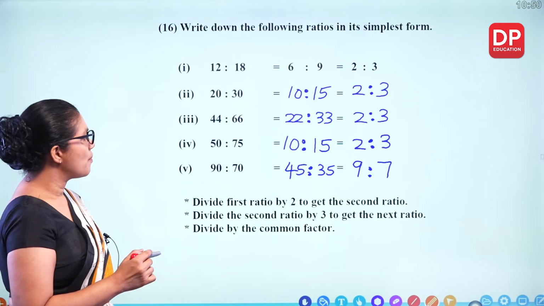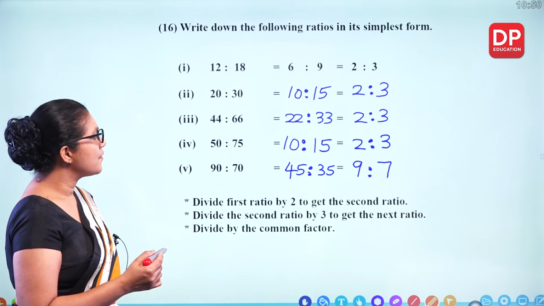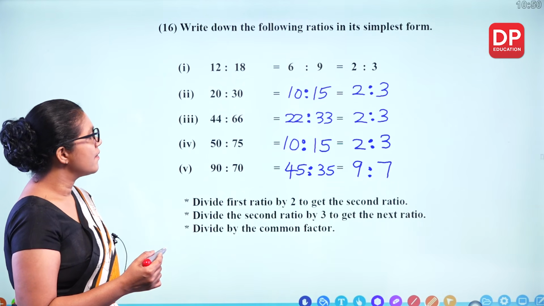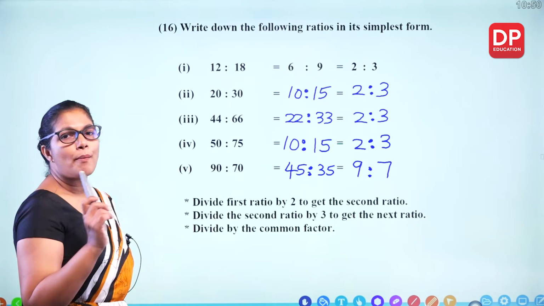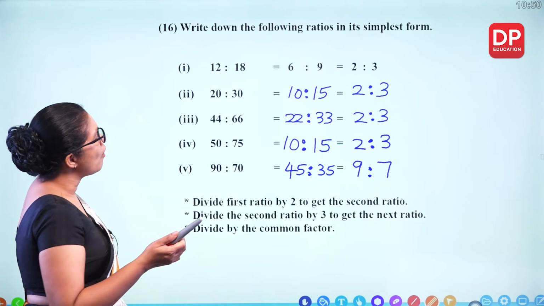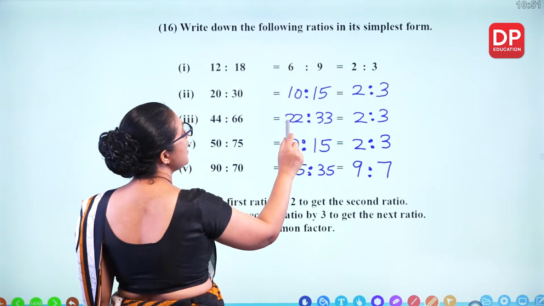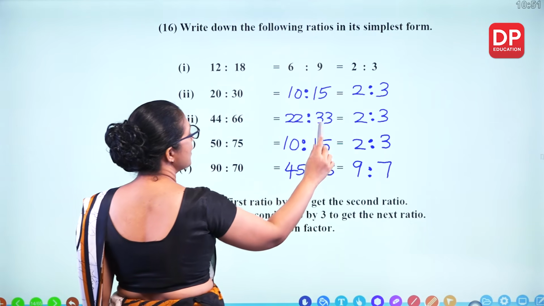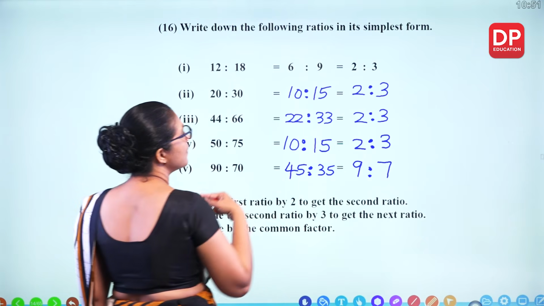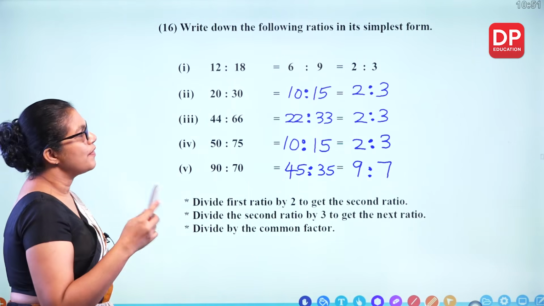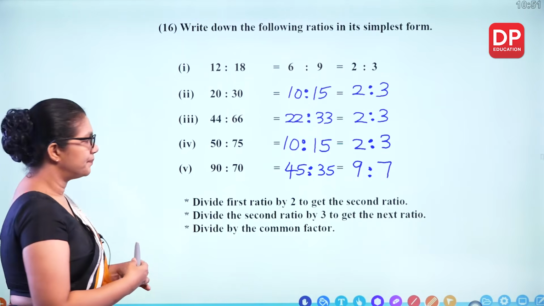Divide the first ratio by 2 to get the second ratio. Divide the second ratio by 3 to get the next ratio. Or you can divide by a common factor. No need to divide always by 3. This one you can divide by 11 here, not 3. Here, first 5 and again 5. So depending on the numbers, you can divide by the common factor.